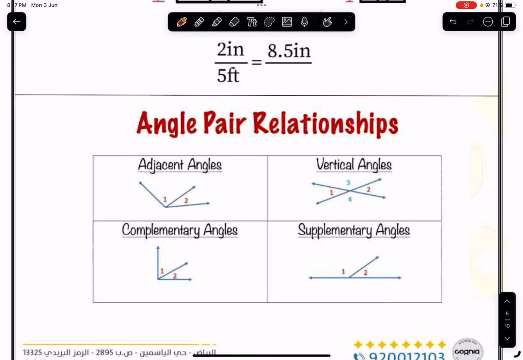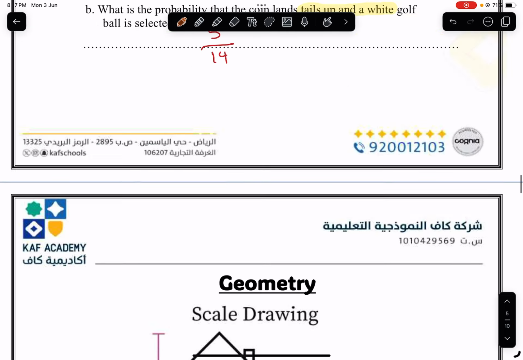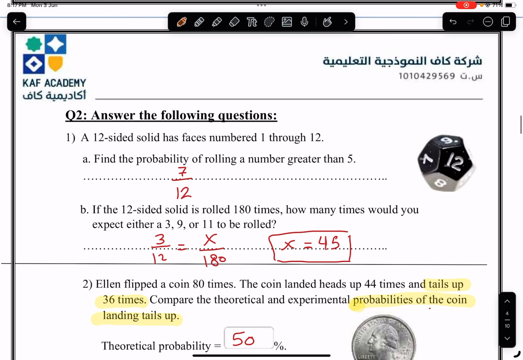Today, inshallah, we will explain angle pair relations and also some probability questions. So let us start with question 2 and answer the following question. A 12-sided solid has faces numbered from 1 to 12. Let us put the numbers: 1, 2, 3, 4, 5, 6, 7, 8, 9, 10, 11, 12.